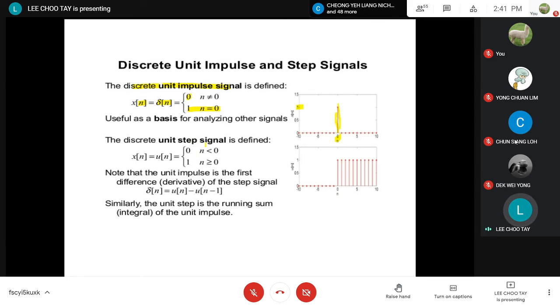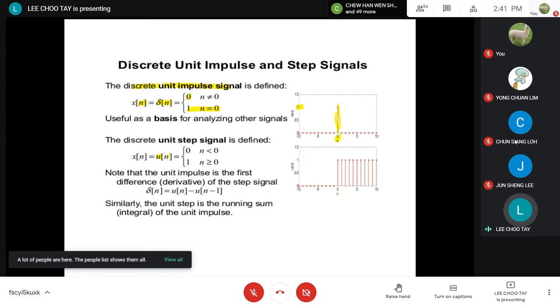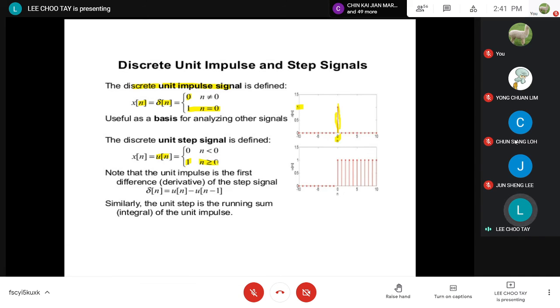Then the unit step signal, which you normally represent with u. u[n] has the value 1 for all n values greater than or equal to 0. Because this is discrete, the signal only appears at the corresponding values of n: n equals 1, 2, 3. So n has to be an integer value.